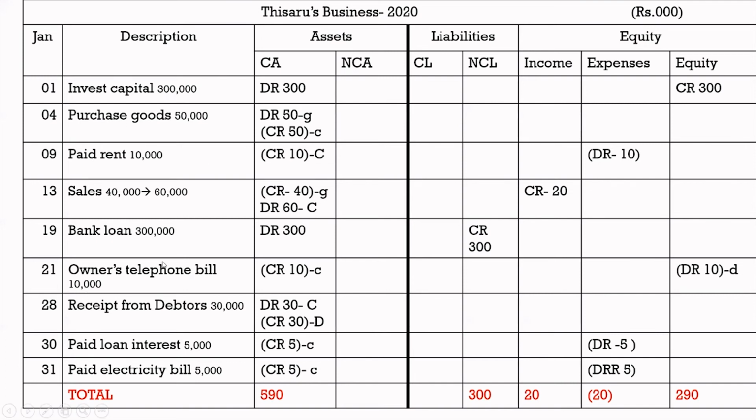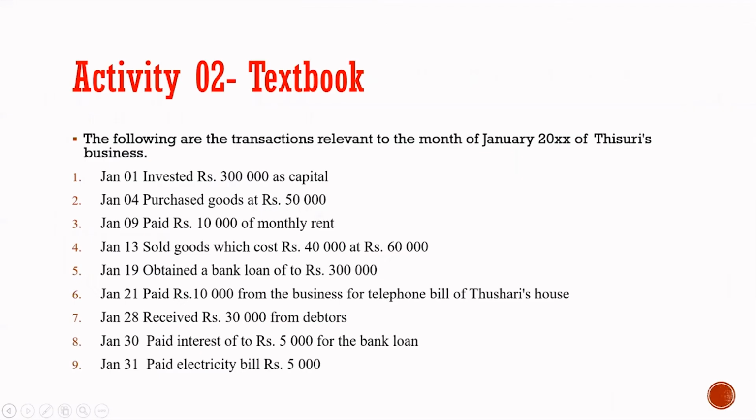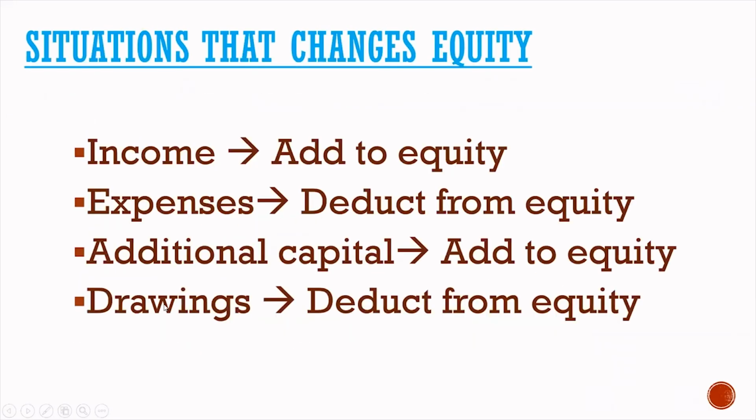Next, owner's telephone bill of rupees 10,000 is paid by the business. So it is not the business telephone bill, but the owner's, right? That is saying that the owner has taken the business money to pay his expenditures. So it is considered as a drawing. So cash is reduced, our current assets are reducing by 10,000. And as I said before, I hope you could remember this, drawings should be deducted from equity.